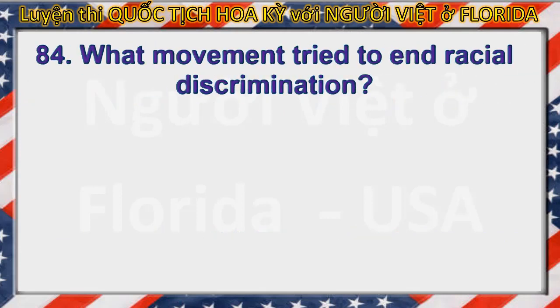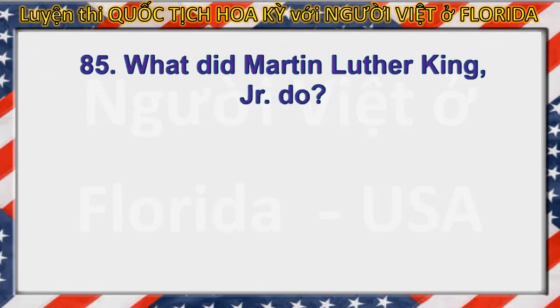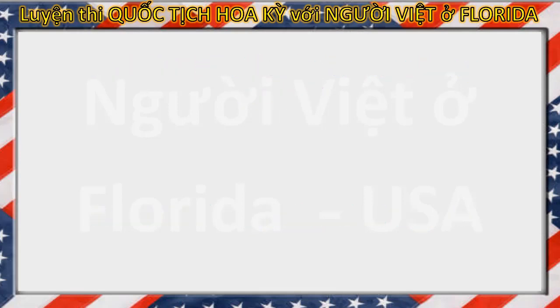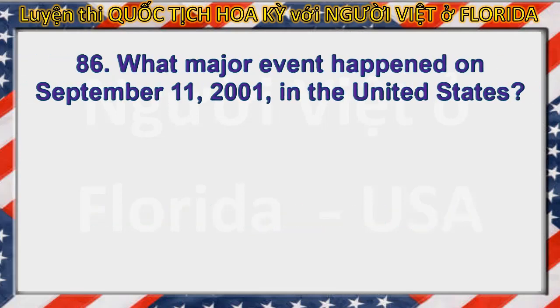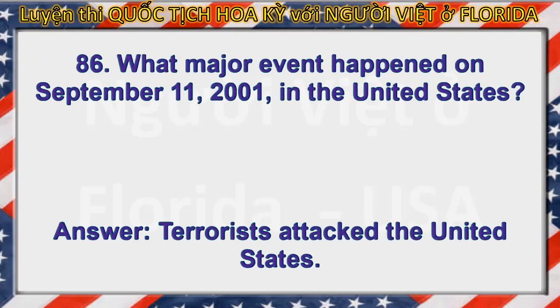What movement tried to end racial discrimination? Civil Rights Movement. What did Martin Luther King Jr. do? Fought for civil rights. What major event happened on September 11, 2001 in the United States? Terrorists attacked the United States.